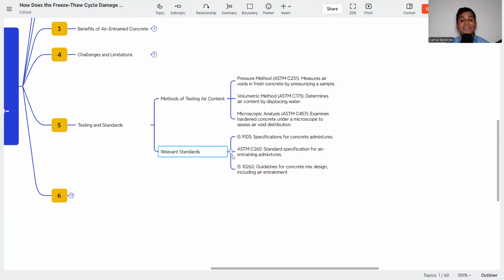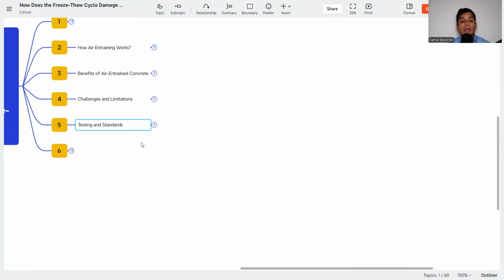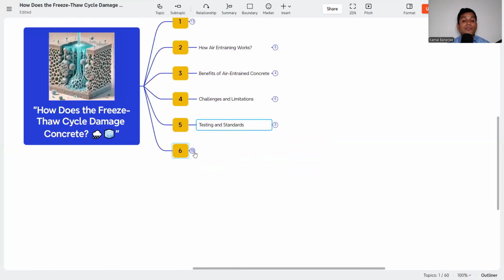And then what are the relevant standards? IS 9103 in India, the specification for concrete admixtures. ASTM C260, specification for air entraining admixture. IS 10262, guidelines for concrete mix design including air entrainment. So these are the standards that we use in mixing and in mitigating the Freeze-Thaw cycle.